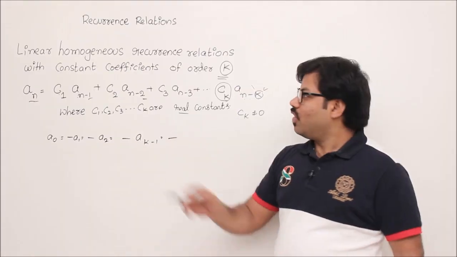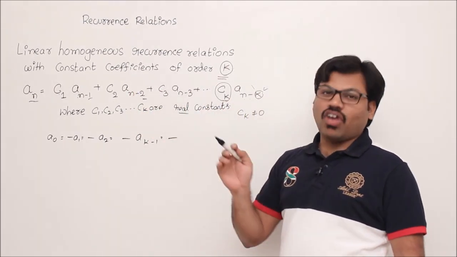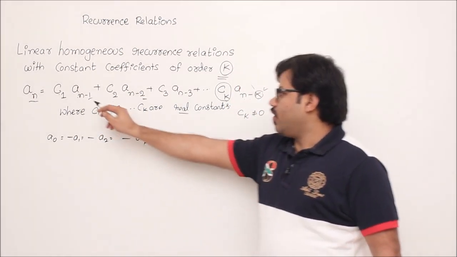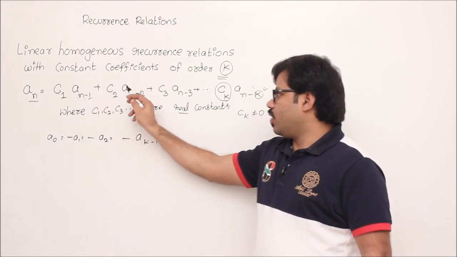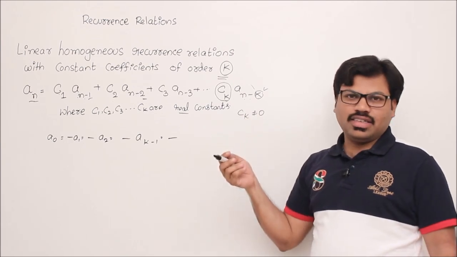Okay, we'll see that. Now we'll see linear homogeneous recurrence relations with constant coefficients of order k. Then what is order k? When you have a recurrence relation with k terms like an minus 1, an minus 2 up to an minus k, then we say that is an order k recurrence relation.